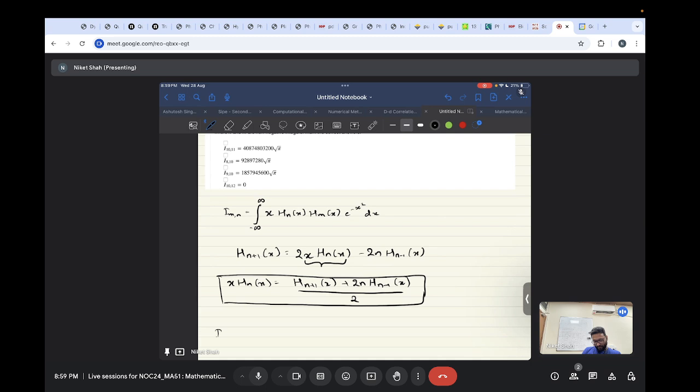Therefore, I of m comma n is equal to, I'll split this into two integrals: integral from minus infinity to infinity, 1 by 2, H of n plus 1 of x Hn(x) e raised to power minus x square dx, plus n times the integral from minus infinity to infinity of H of n minus 1 of x Hn(x) e raised to power minus x square dx.